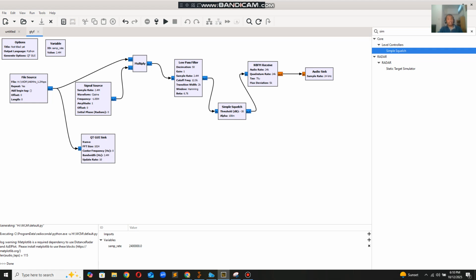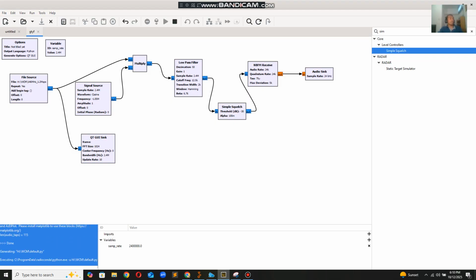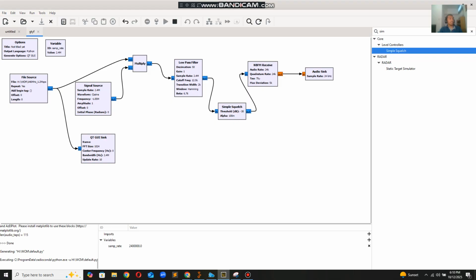Then finally I have added the audio sink. The recovered signal is sent to the audio sink at a 24 kilohertz sample rate, so it can play through my speakers. So right now you can listen. Let me run the flow graph again, and we can listen to the recovered audio.